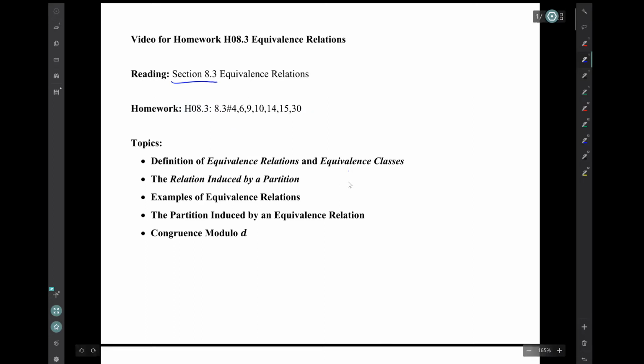So today I'll talk about the definition of equivalence relations and equivalence classes. I'll talk about the relation induced by a partition, and I'll give some examples of equivalence relations. And I'll talk about the partition induced by an equivalence relation. And I'll also talk about what's called congruence modulo D.